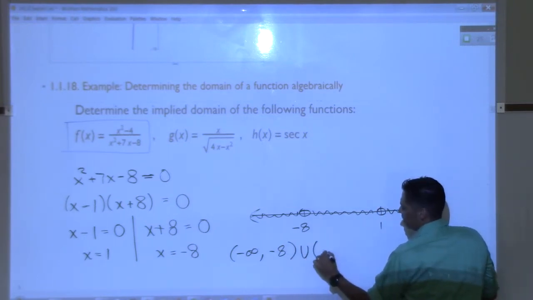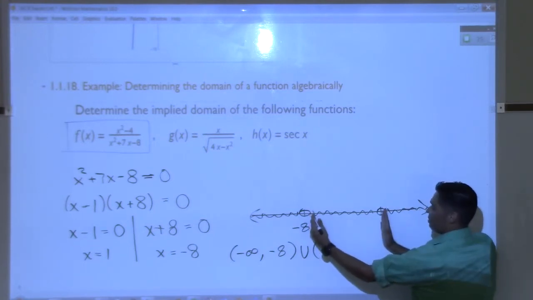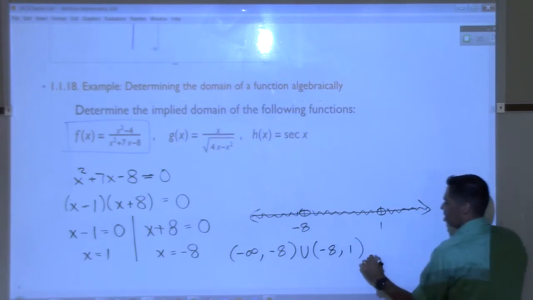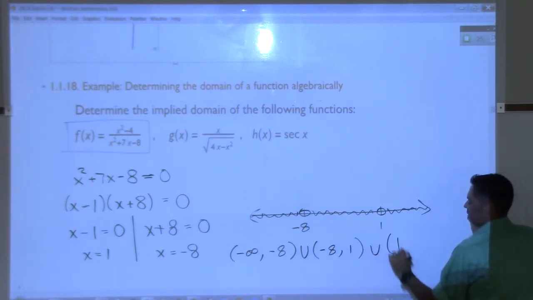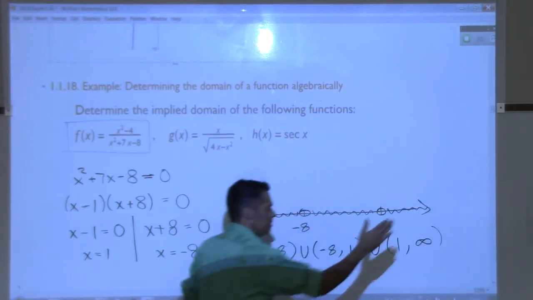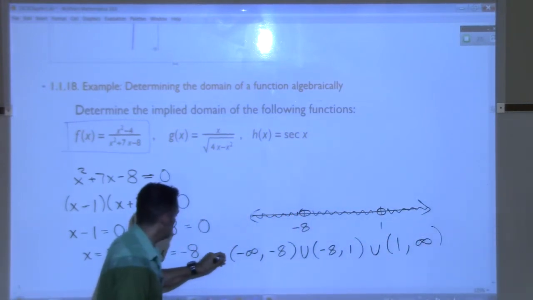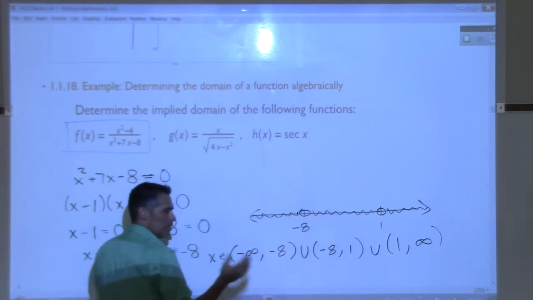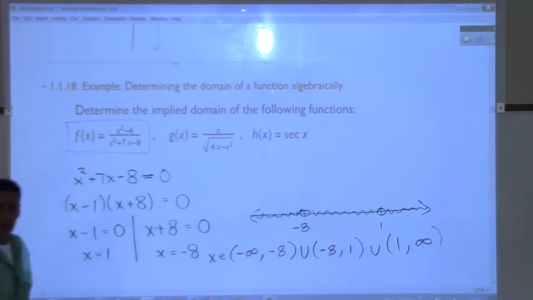parenthesis. We need this stuff too. Negative 8 again, to 1, to 1, to infinity. There we go. That would be acceptable to me. You could also put x is an element of that set. You don't need that, but if you put it, great, okay? That's a nice way of doing it, right?